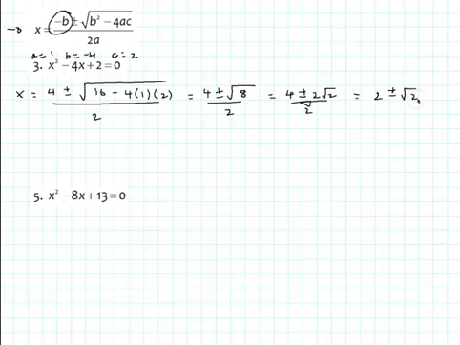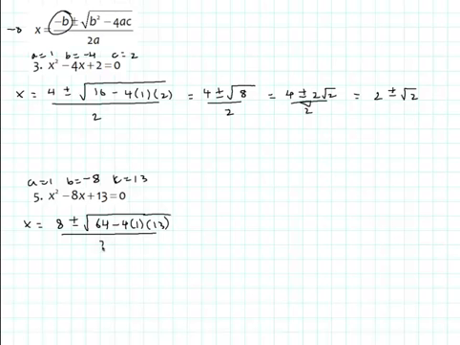Problem number 5 from your homework. Your A is a 1, your B is this -8 in the middle, and your C is that 13 on the end. X is equal to a negative B, that'll be a +8, plus minus the square root. Your B squared will be 64, minus 4 times your A times your C, over 2 times your A. 8 plus or minus the square root. 64 minus that 4, 1 and 13, make it 12.